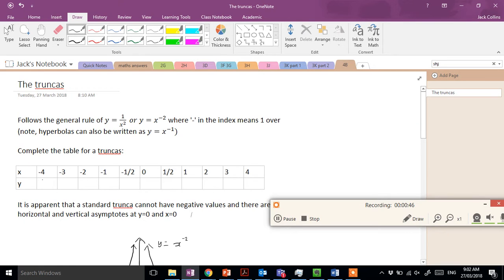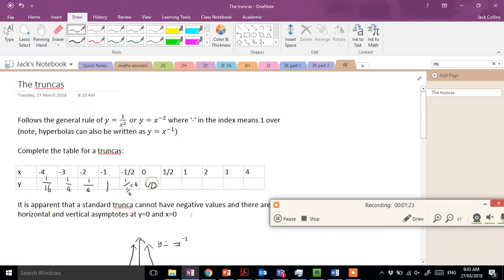So 1 over x squared, when x equals negative 4, is 1 over negative 4 squared, which is 1 over 16. Negative 3 squared is 1 over 9. Negative 2 squared, 1 over 4. Negative 1, 1. Now negative a half squared, so that's 1 over negative a half squared, which is 1 over 1 quarter, which is equal to 4. So we can see as the negative fractions come in, y values actually get exponentially bigger.